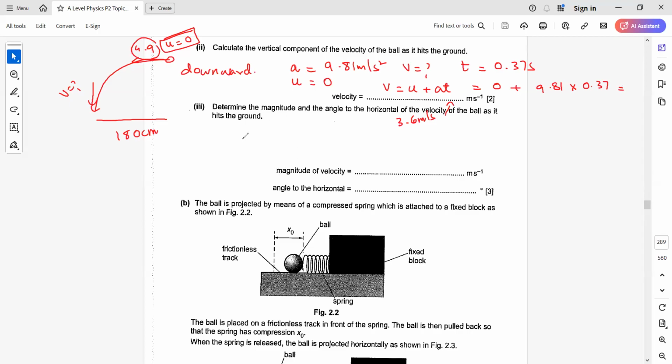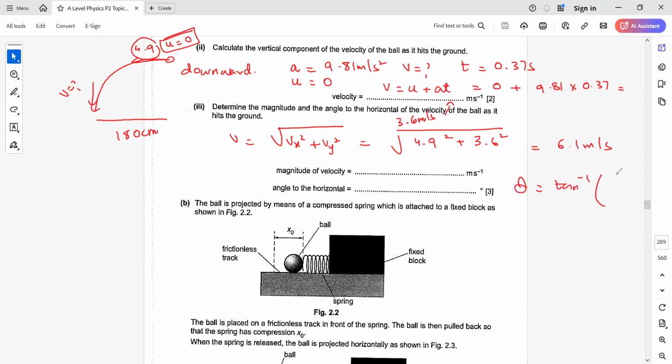Then they say determine the magnitude of the velocity. So basically, the resultant velocity would be from the total horizontal and total vertical. The horizontal stays the same, so there is no change, 4.9 squared. Vertical is what we have calculated, that's 3.6 squared. So we figured this out. What we are going to have is 6.1 meters per second. And then theta would be equal to tangent inverse of vertical component over horizontal component, as this is the vertical velocity and that's the triangle we are expecting. So that's Vx and that's Vy, right?